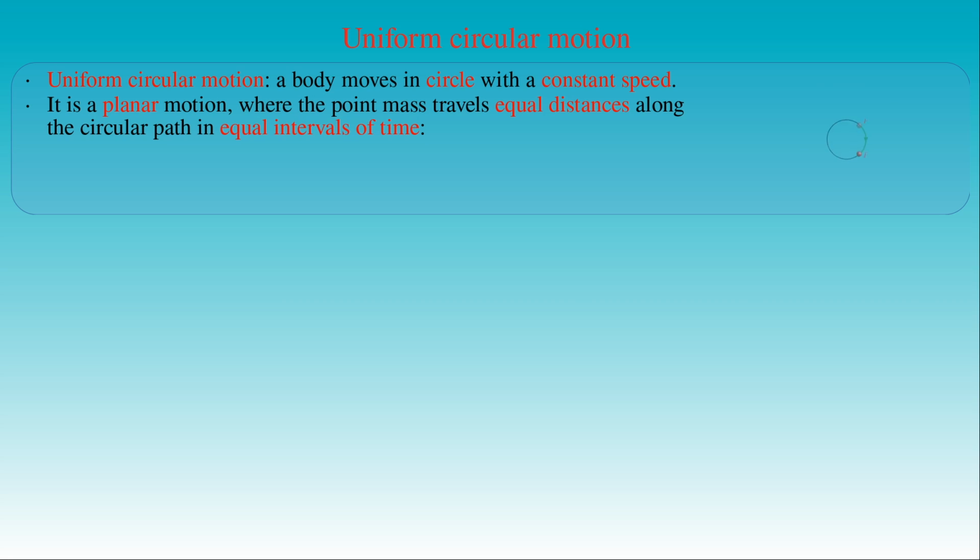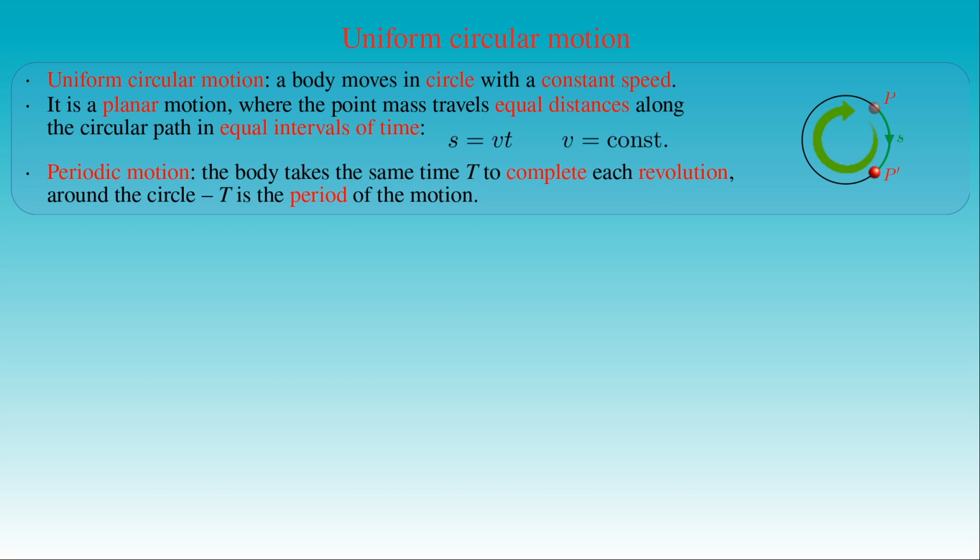That is, if the body moves from the point P to the point P' along the path of the arc length s, then the distance s covered by the moving point mass along the arc is given by the speed v times the duration t of the travel, where v is constant. We can also see that the body leaving the point P takes a complete circle and arrives at the point P again. Therefore, uniform circular motion is a periodic motion, that is, the body takes the same time T to complete each revolution around the circle, where T is the period of the motion.